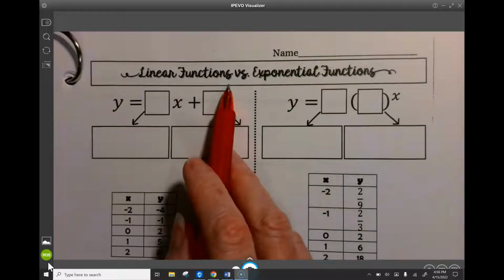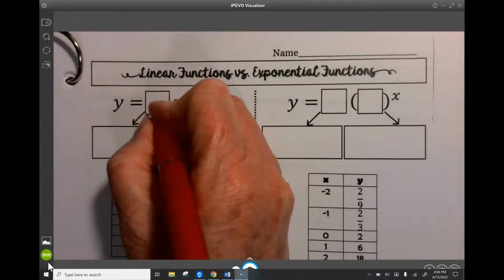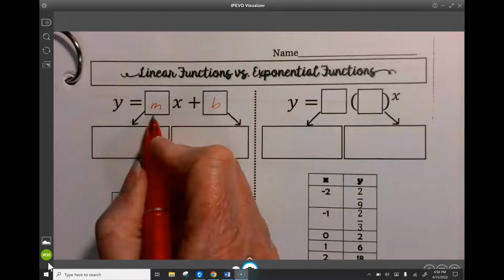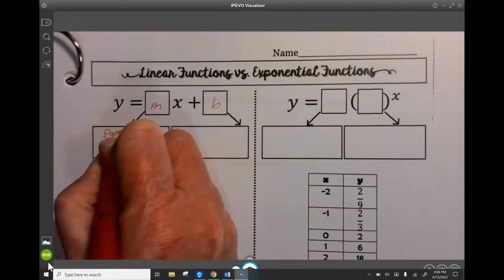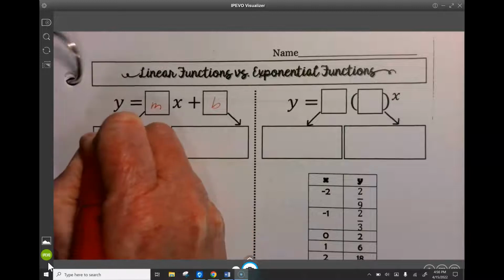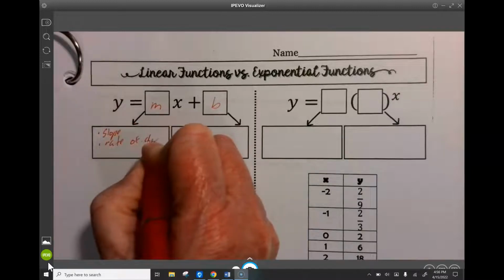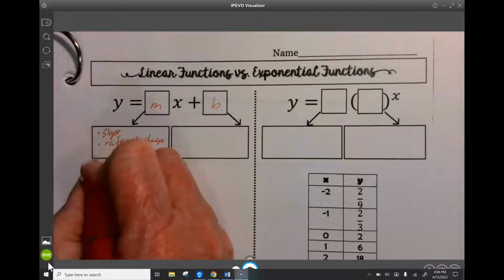So with linear functions, we know that this is y equals mx plus b. And m, of course, is slope. It's the rate of change. And that's important when we're comparing. Okay, so slope, rate of change. And that's going to be a common difference.